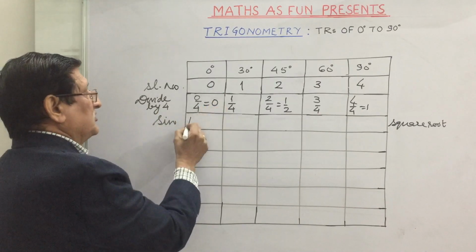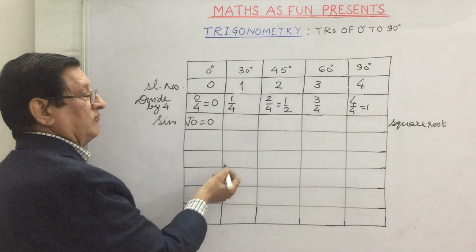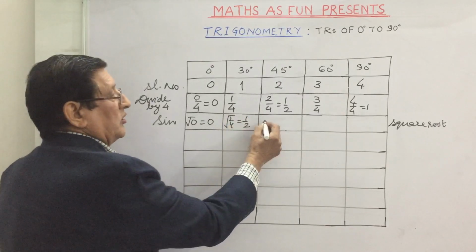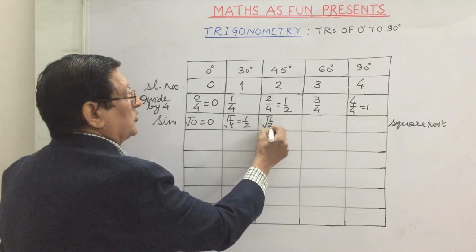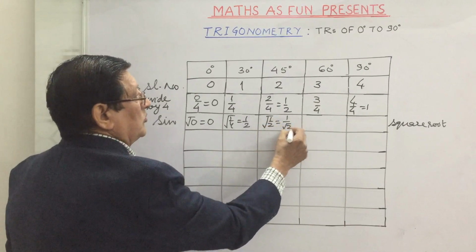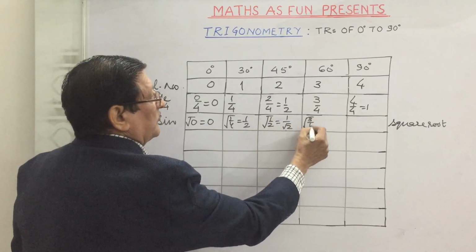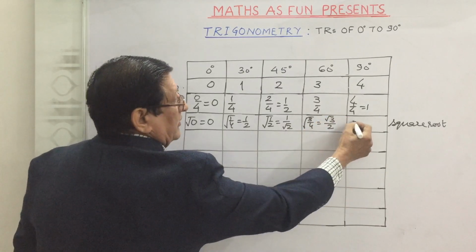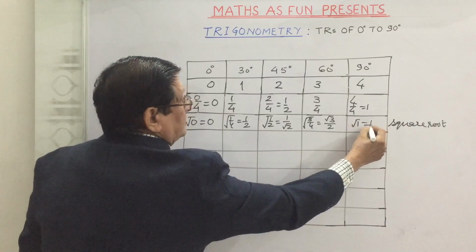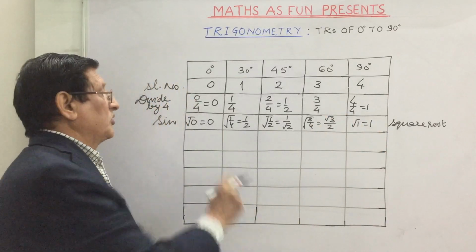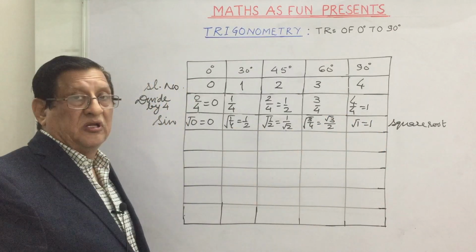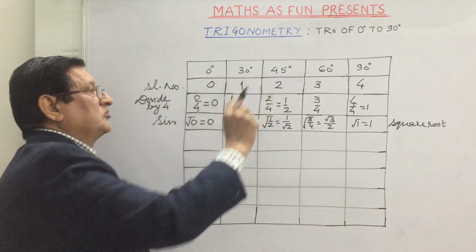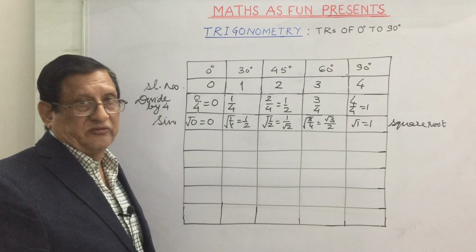When we find the root of this, root 0 is 0. Root of 1 upon 4 is 1 upon 2. Root of 1 upon 2 can be written as 1 upon root 2. Root of 3 upon 4 can be written as root 3 upon 2. And root of 1 is 1. Remember, all these values are to be taken positive because all the trigonometrical ratios for all the angles from 0 to 90 degrees are positive.